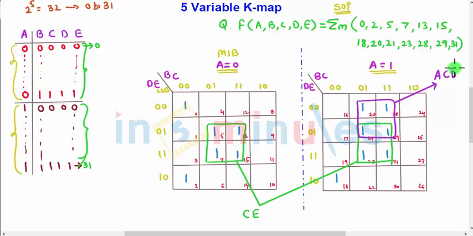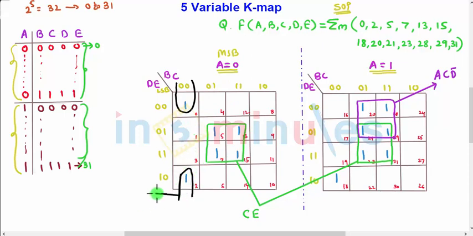Now let us come to this section where A is equal to 0. You cannot form another group of 4. Okay, so I will move down to group of 2. So group of 2 is possible with these twos, having position 0 and position 2. So what I will do here, I will form a group of 2. So first, if you fold this K map, A is equal to 0 section, I will get a group of 2 here.